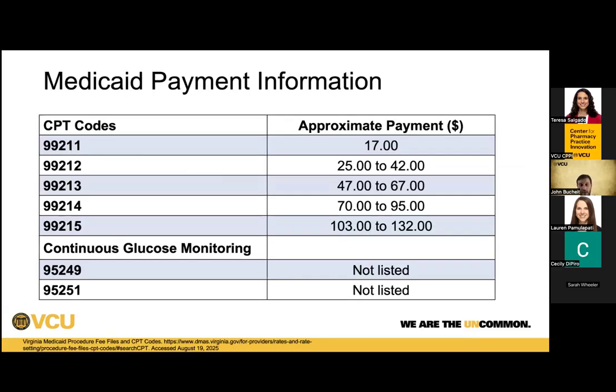All right. So if you go to that resource that I provided you about payments for services by Medicaid, you can get an estimate on what you will receive. And so $17 for a level one visit, all the way up to between $100 and $130 for a level five visit. I think if you can do the math in your head real quick, being able to bill at specific levels that are appropriate for your care really does affect the financial viability of having a pharmacist in an outpatient setting. I did look for the continuous glucose monitoring codes. I was not able to get information for those, so I don't have anything to share for you on that, unfortunately.